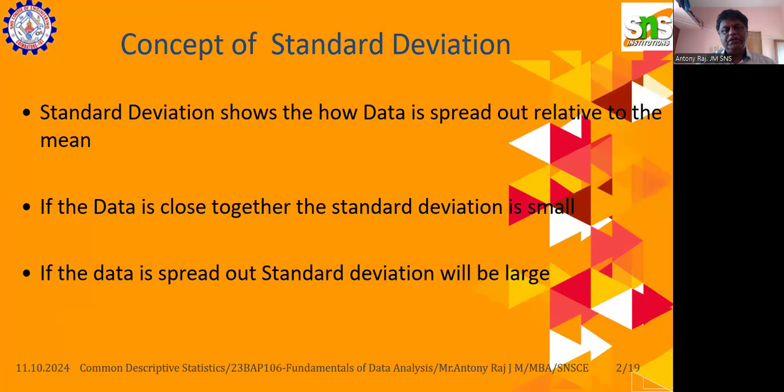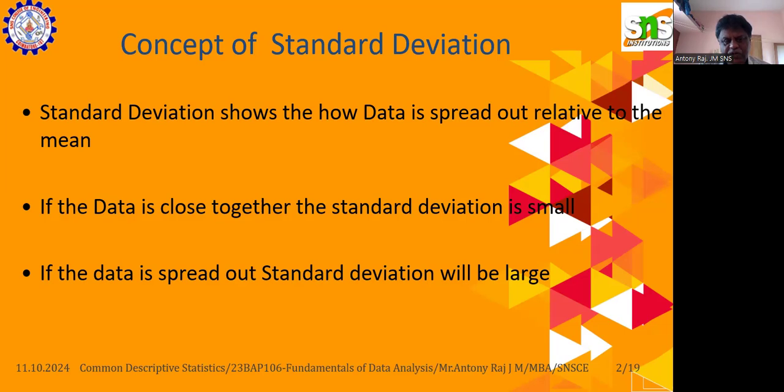Now, standard deviation is a measure which shows how the data is spread with respect to the mean. This is called standard deviation. Deviation is how the data is spread across the mean. Standard deviation is the average of all the deviations. In a data set we have a lot of data points, and each data point has an individual deviation, which is how different the value is from the mean of the data set. Standard deviation is the average of all the deviations.